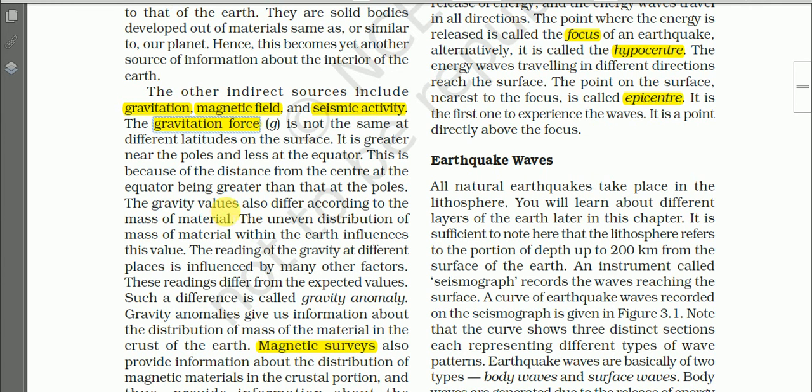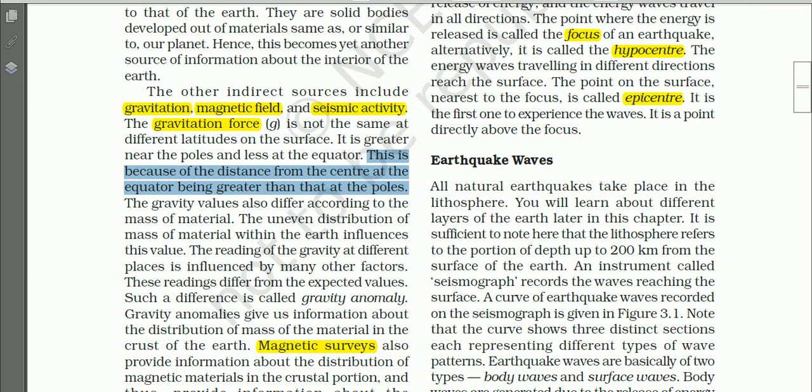The gravitational force, g, is not the same at different latitudes of the surface. The force of attraction of the earth is not the same everywhere. It is greater near the poles and less at the equator. This is because the distance from the center at the equator is greater than at the poles.